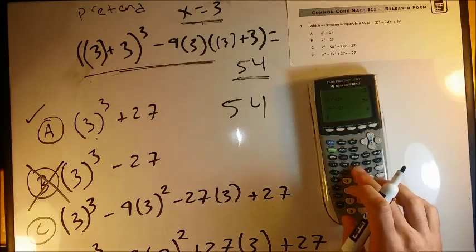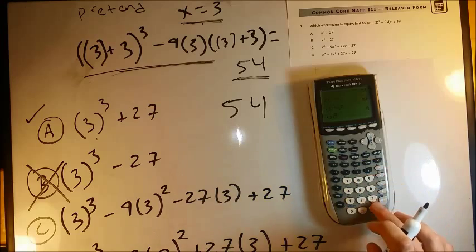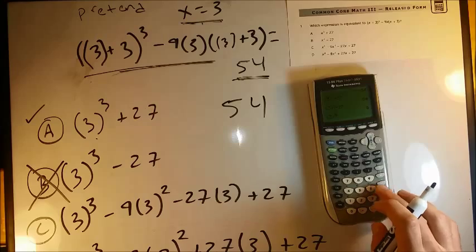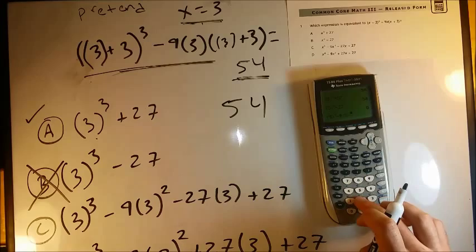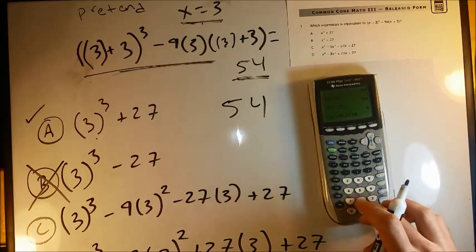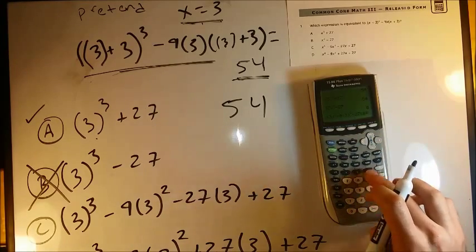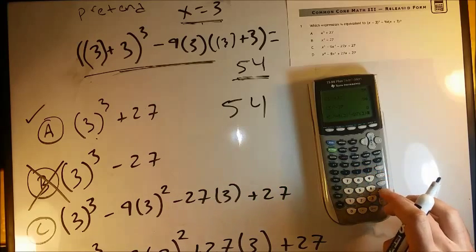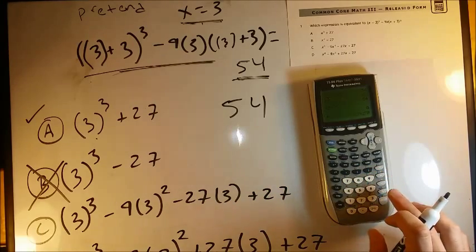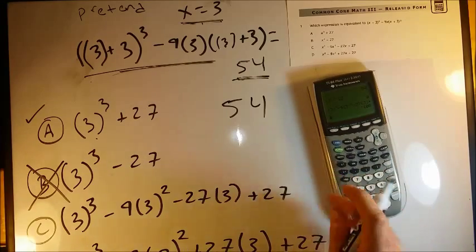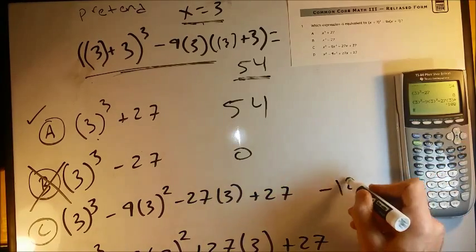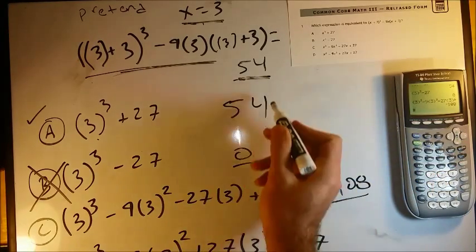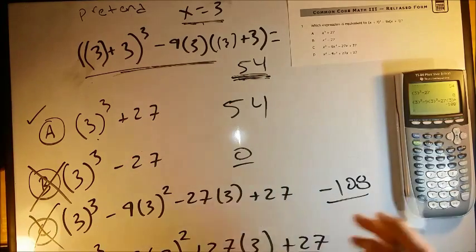So if I have 3 cubed minus 9 times 3 squared minus 27 times 3 plus 27, this gives me an output of negative 108. So this one gave me 0, so I crossed it out. This gave me negative 108. That's not the same as 54, so I'm going to cancel that out.